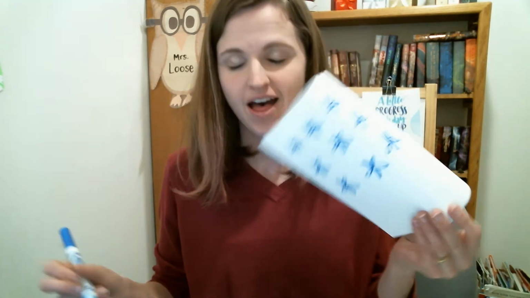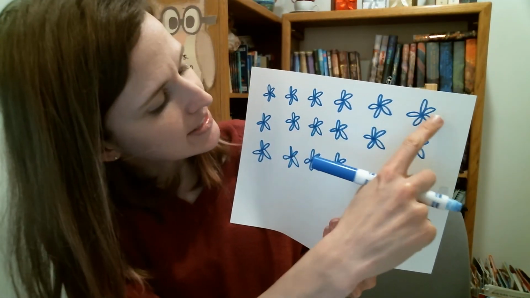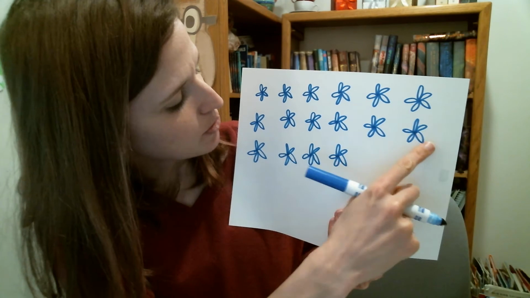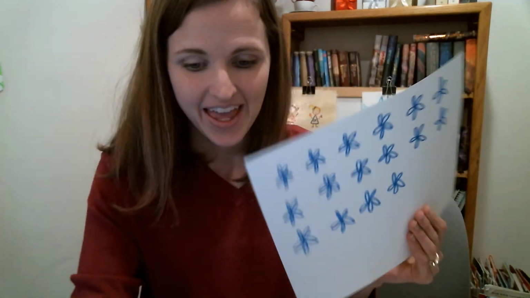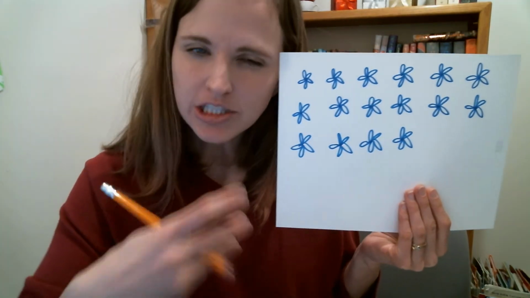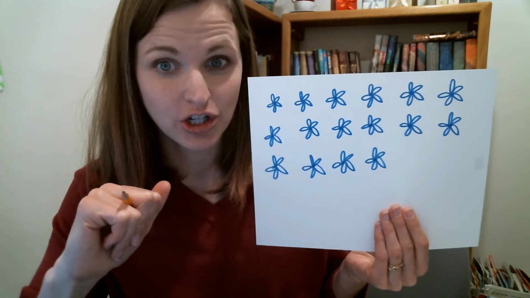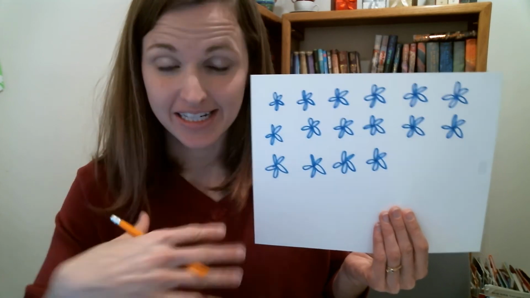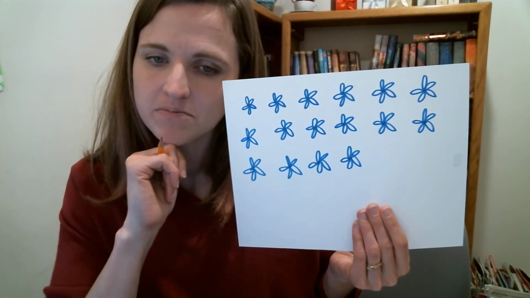And there we go. Now I have 16 flowers. 1, 2, 3, 4, 5, 6, 7, 8, 9, 10, 11, 12, 13, 14, 15, 16. 16 flowers. Then I'm going to write it myself, but you can write it or you can have your learning coach write for you. Tell them a sentence for the picture. Like this picture is 16 blue flowers.